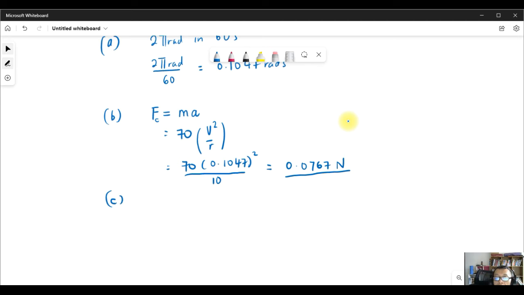C. Calculate the tangential velocity for X at the edge of the deck. The tangential velocity is equal to angular velocity multiplied by the radius. Your angular velocity is given as 0.1047 radian per second, multiplied by the radius of 10, you will get 1.047 and round up to 1.05 meter per second.